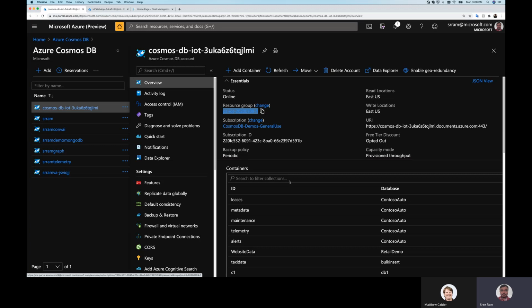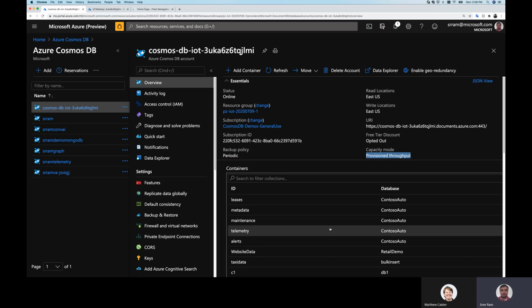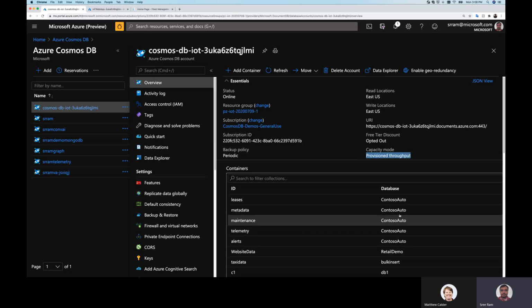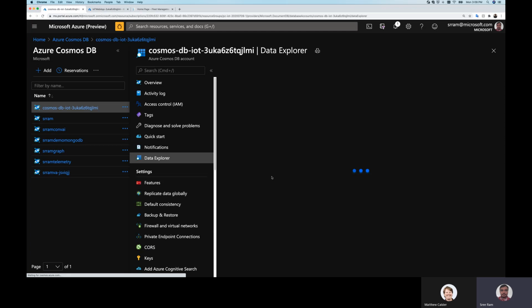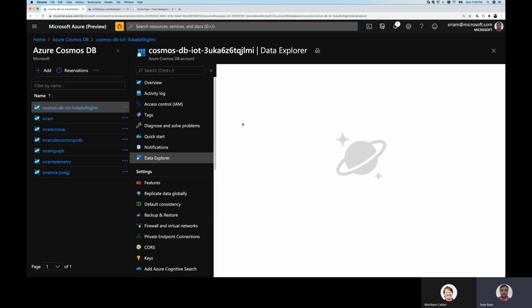So as we have seen thus far, this is a Cosmos DB account, and the Cosmos DB account comes up with a Cosmos DB URI like shown here. And its capacity mode is provisioned throughput. I chose provisioned throughput, and I have many containers underneath my database called Contoso Auto, which is what I used for the application I have showed you. For example, let's take a look at the container here called maintenance. Underneath the maintenance, there will be items.